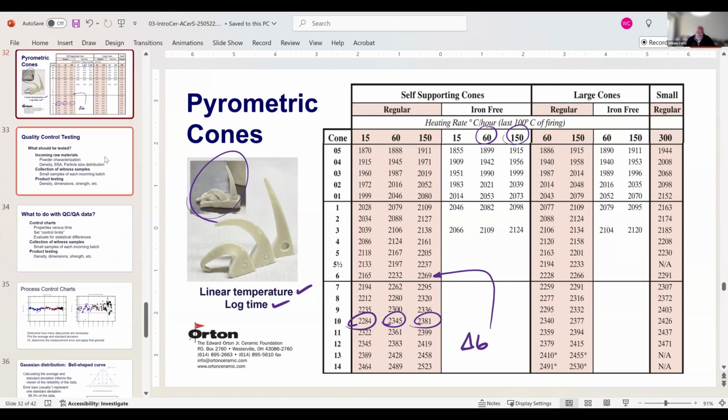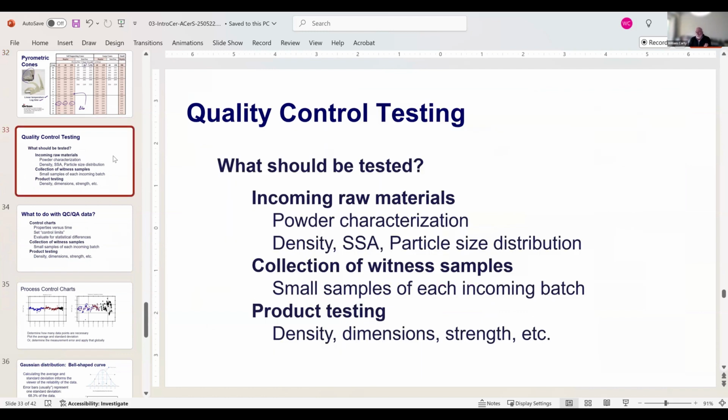Cones are still being used. I think they're very valuable. Let's talk about quality control testing.